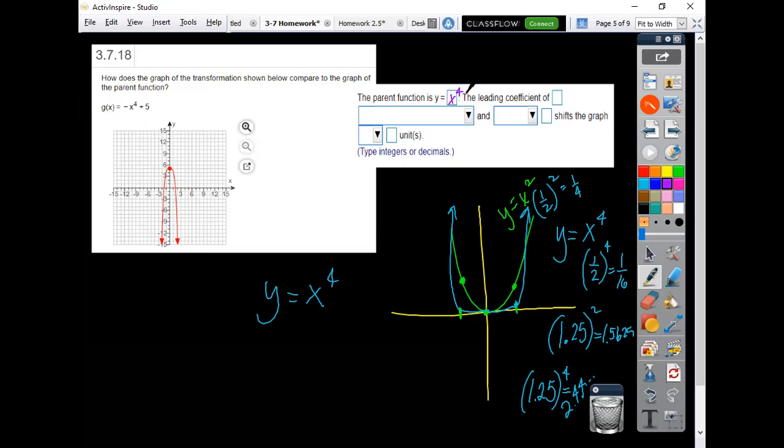The leading coefficient of the parent graph would be 1, but I believe that's referring back over here to this negative. So the leading coefficient in our problem would be -1, like -1 times x to the fourth, but the leading coefficient is just the number part. So the -1.